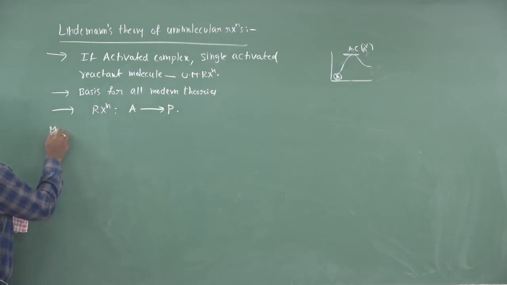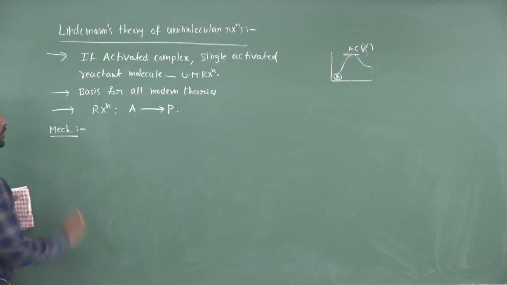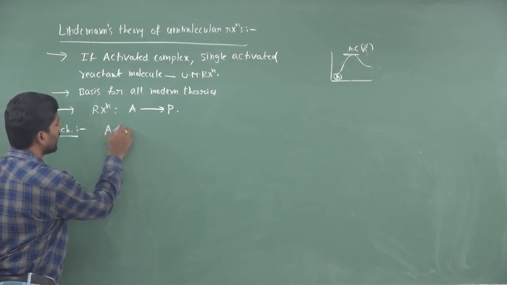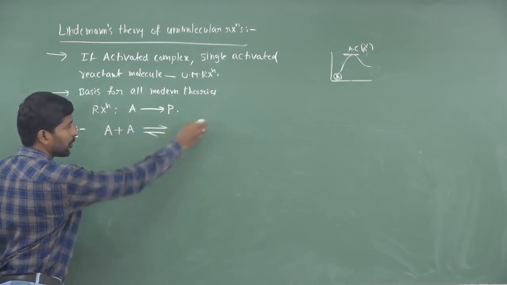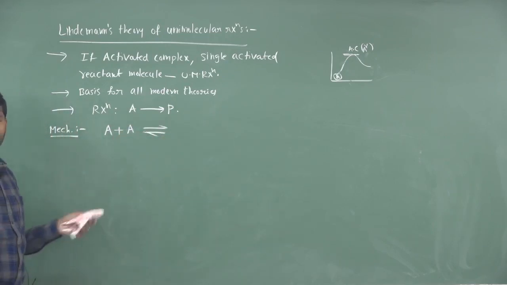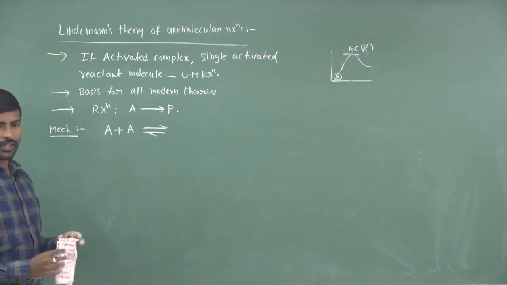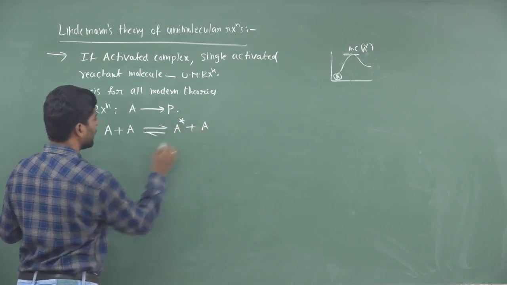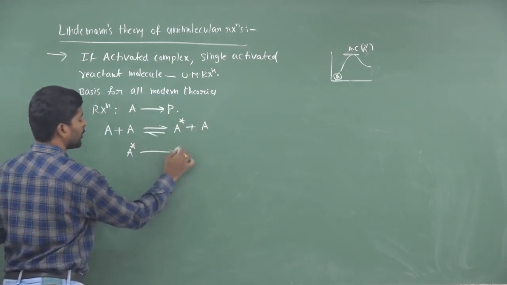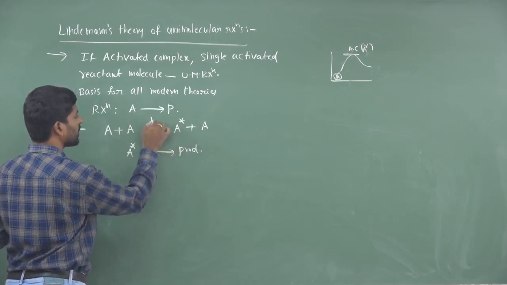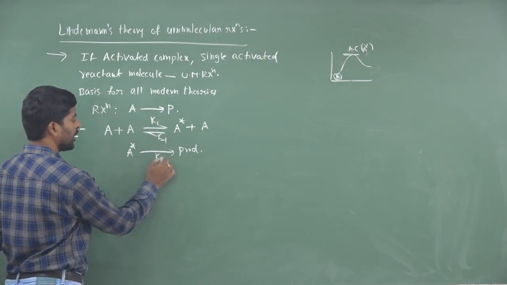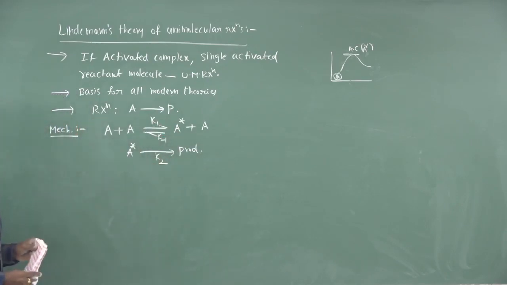Now, what is the mechanism proposed by Lindemann? The mechanism proposed by Lindemann is like this. A plus A, just like the second example we discussed, that is the mechanism of unimolecular reactions. A plus A gives A star plus A, and next, A star gives product. Here the rate constant for the forward reaction is K1, for the backward reaction K minus 1, and for the second step K2. So this is the mechanism proposed by Lindemann.